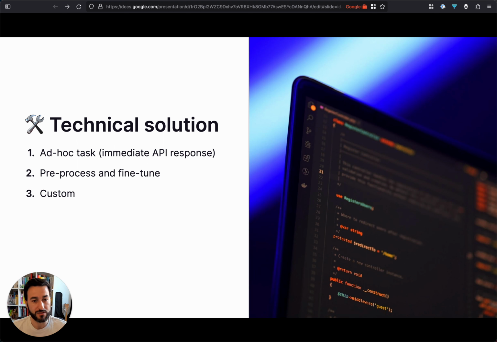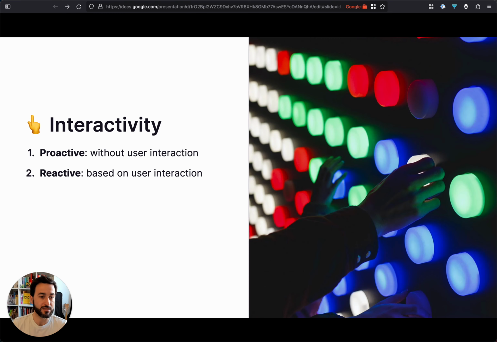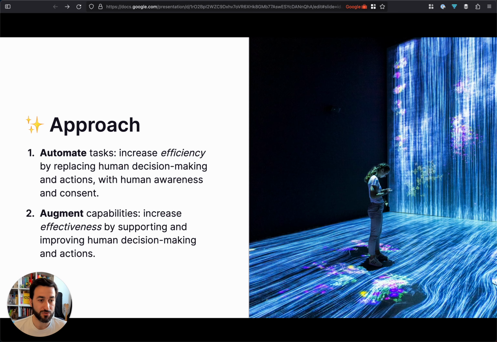So what about dimensions for UX patterns? The easiest one is about interactivity. So do we want the AI to engage with users proactively or reactively based on user interaction, where users are aware that they're going to trigger an AI engagement? Then we have the approach. You can automate or you can augment.